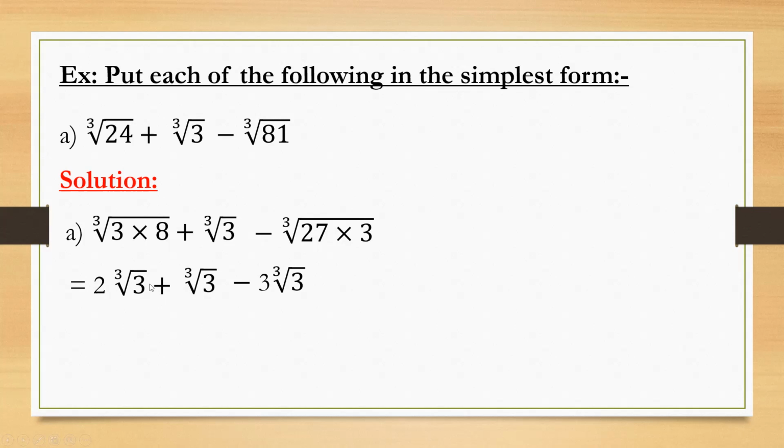So I make 2 plus 1 minus 3. 2 plus 1 equals 3. 3 minus 3 equals 0. So the answer will be 0.